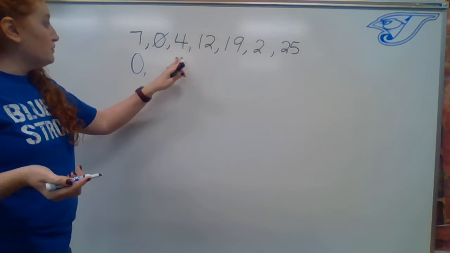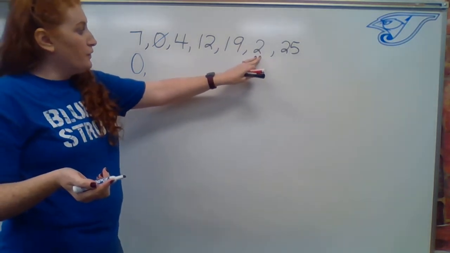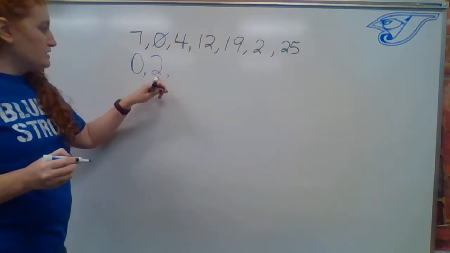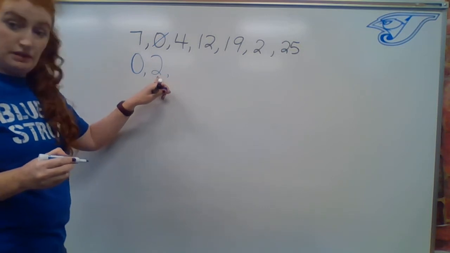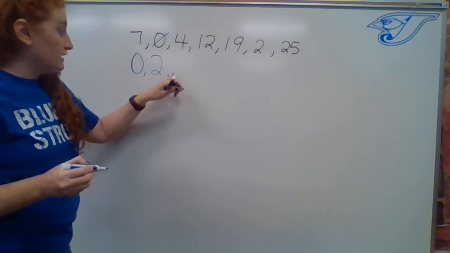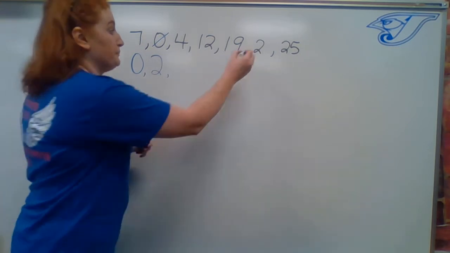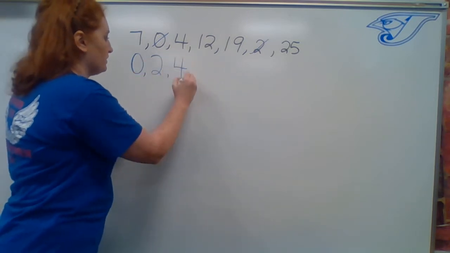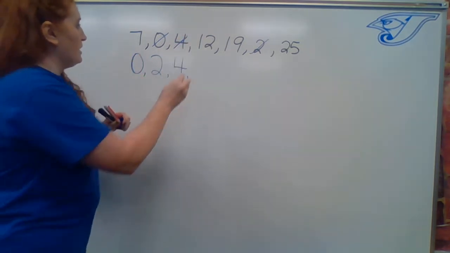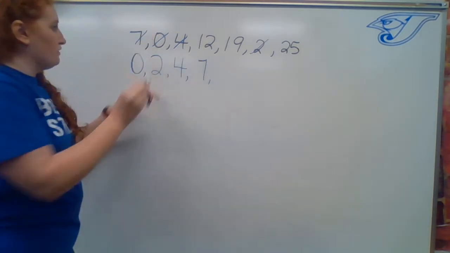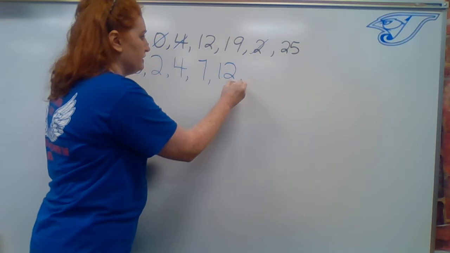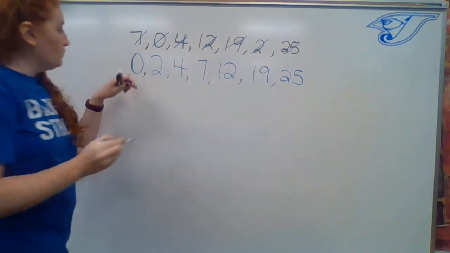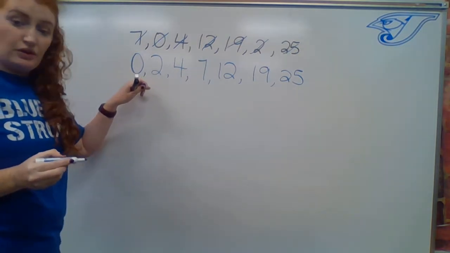Then we're going to go through and find the next digit. Oh, 2. So I write 2. As you can see, we started with 0 and now we're at 2. 2 is larger than 0. So as we move along, each number is going to get bigger. I go through my list. Next number is 4. I cross it off. Next number is 7. Cross it off. And so on. 12, 19, and 25. So now we've ordered it from least to greatest, the least number being 0, and the greatest being 25.